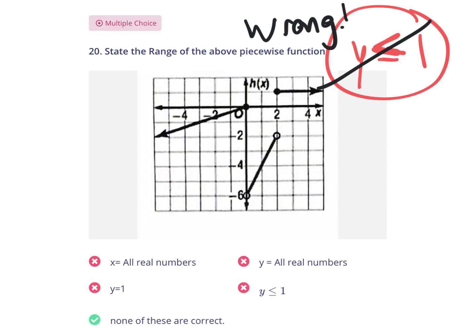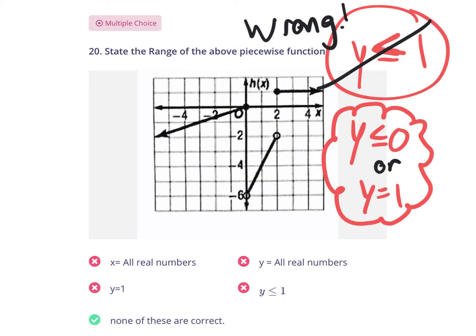So I need to say that my y values are less than or equal to 0, but then you could mention this additional value that it could be. So the correct range is that y is less than or equal to 0, or it can also be y equals 1. Okay, so there is your range, and you have to include both. If you write down y is less than or equal to 1, that's totally wrong. If you write down y is less than or equal to 0, yeah, that's right, but you're going to be missing that extra value of y equals 1. So you need to state it like this: both inequalities.